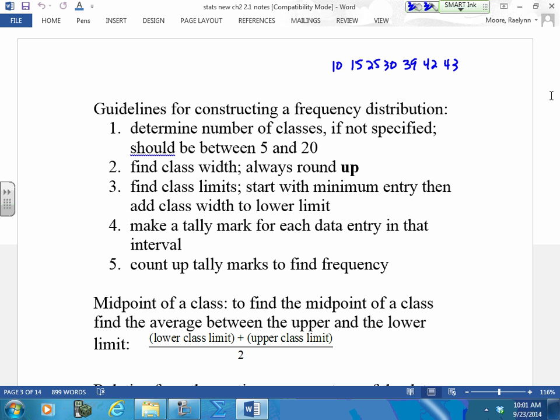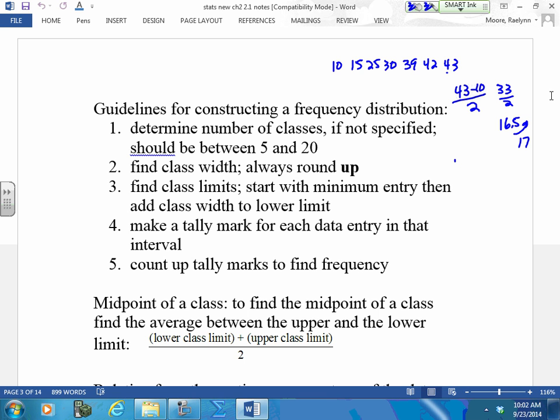Okay, say we have to make, I'm just going to say two classes right now. We want to subtract your max minus your min, and we're going to divide by 2, which we're never going to do, but this will just make it easier. So we subtract these, we divide by 2, and you're going to get 16.5, and you're going to round up.